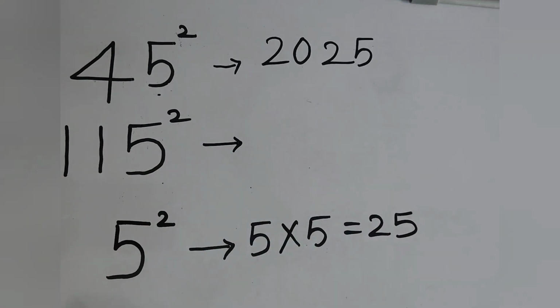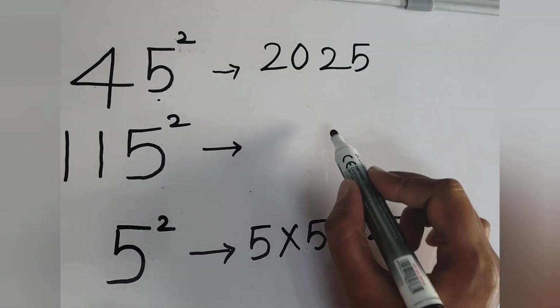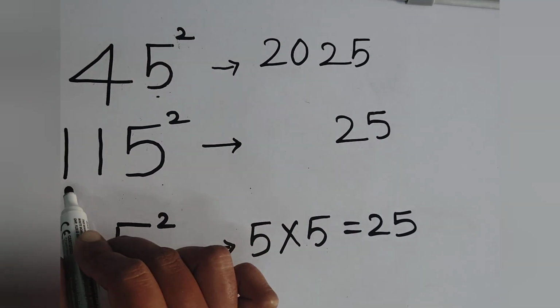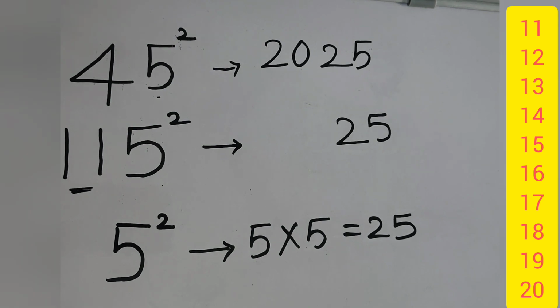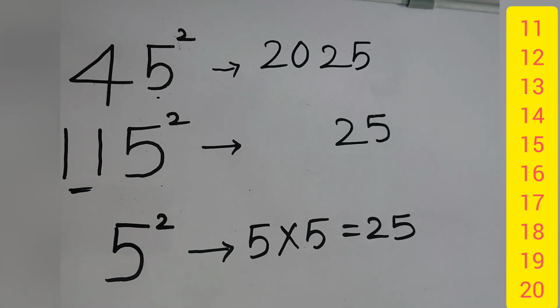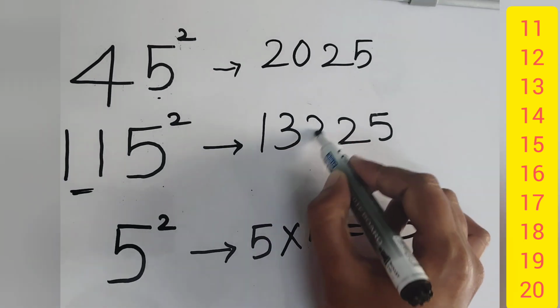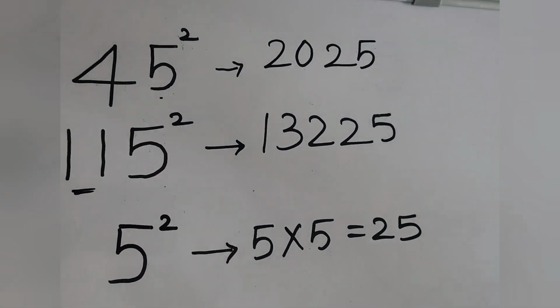And for 115 square, again we have to take from the last digit 5 square. So the value of 5 square is 25, and we have the 2 digit value of 11. Okay, so from the number series 11, 12, 13. So after 11, 12 is there. 11 12s are 132. So the answer is 13225. Okay. Thank you.